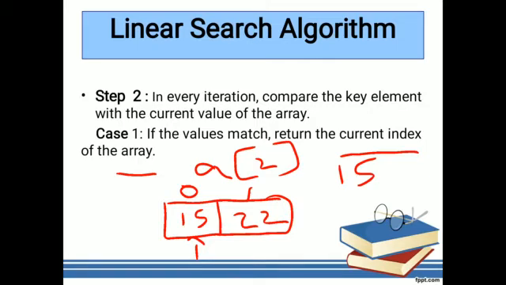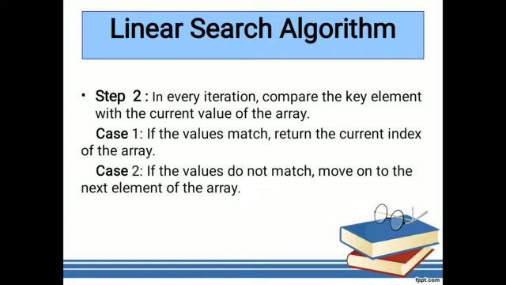In some cases, if we want to find the value 25, 25 is not found in the array. So that is the second case. The second case is if the value does not match, then we move on to the next element of the array. For example, the first element is not matched with the key element. Then what do we do? We simply move to the next element. Again the next element is compared with the key element. That element is also not matched, then again move to the next element.